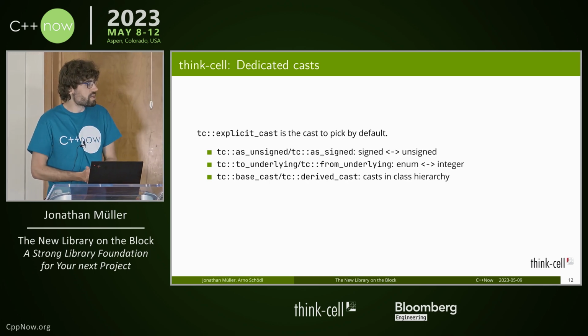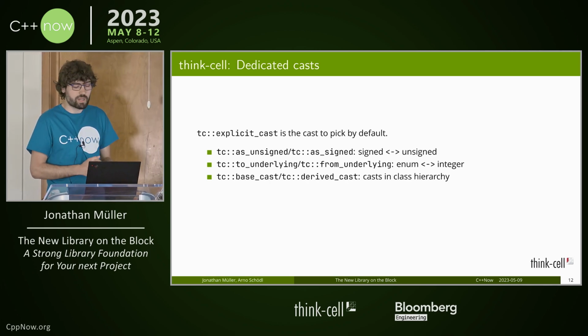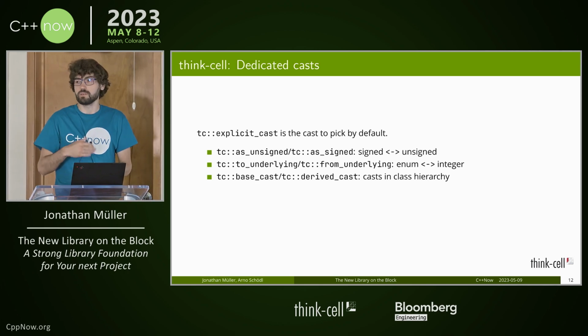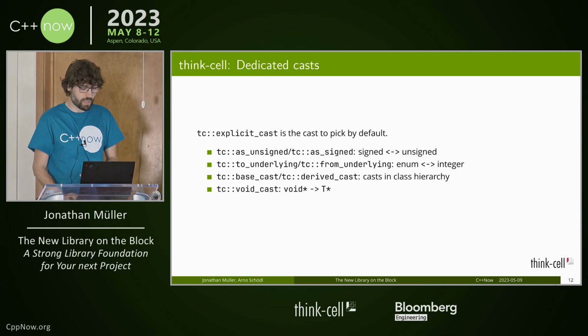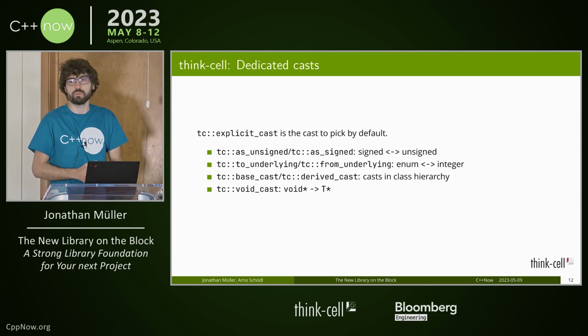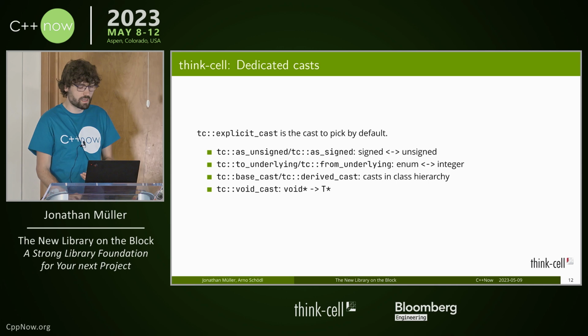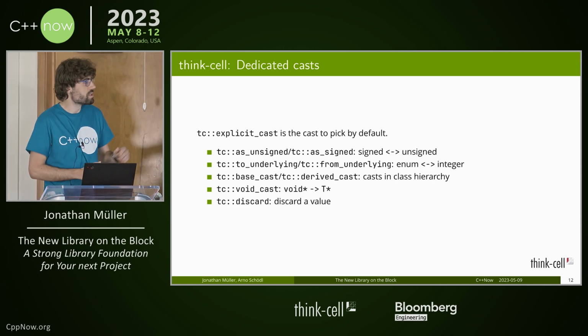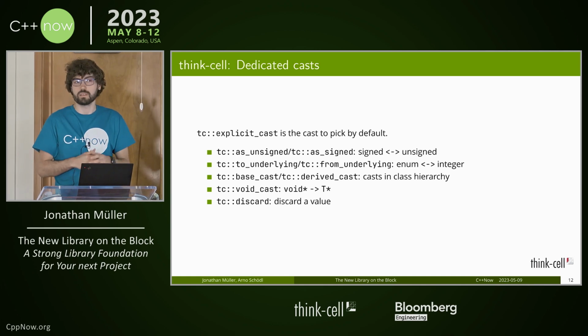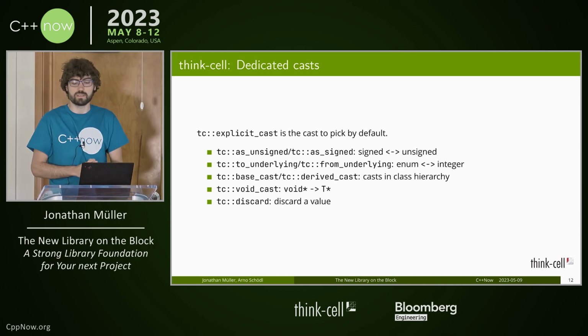If you have a class hierarchy, you can use base cast and derived class to navigate it, and this will use debug checks again to ensure that we didn't do anything wrong there. Void cast does a void star to T star conversion. And finally, TC discard is the cast to void. So this covers most of the other use cases of static cast, but we've got dedicated syntax to mark the message.